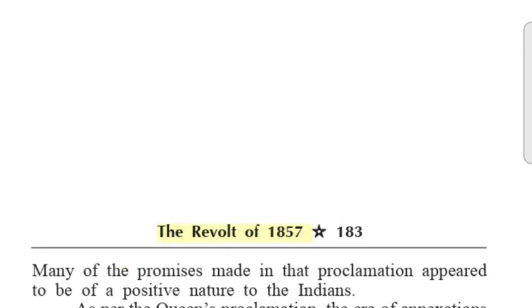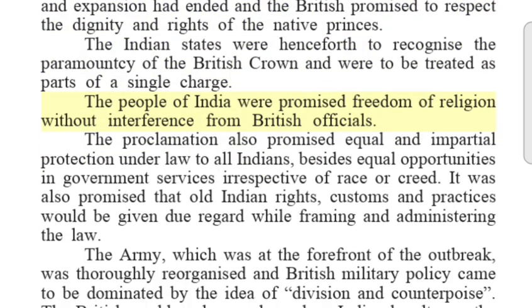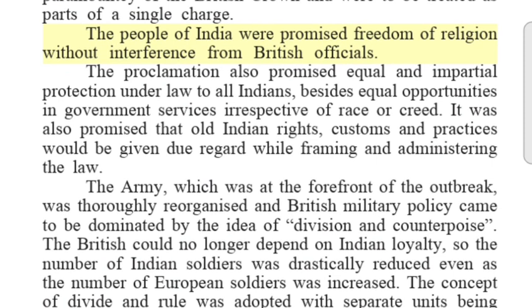The Revolt of 1857. 183. Many of the promises made in that proclamation appeared to be of a positive nature to the Indians. As per the Queen's proclamation, the era of annexations and expansion had ended and the British promised to respect the dignity and rights of the native princes. The Indian states were henceforth to recognize the paramountcy of the British Crown and were to be treated as parts of a single charge. The people of India were promised freedom of religion without interference from British officials.